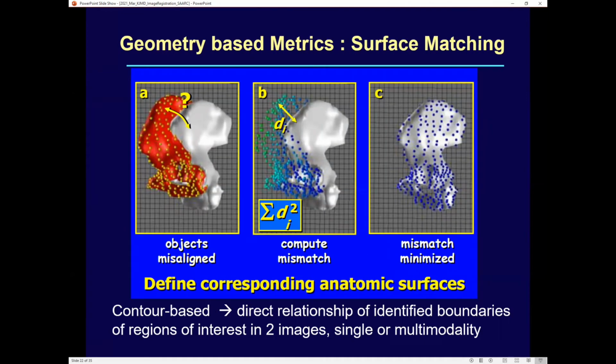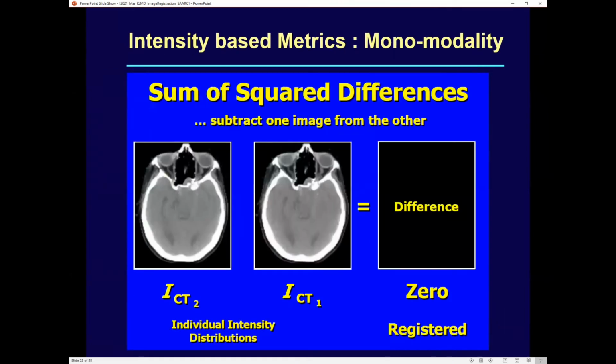The other geometry-based metric is surface matching. Here, they try to compute the degree of mismatch of the surfaces extracted, whether it could be the brain or the skull bone or the pelvic bone, by the sum of the squared differences between the two data sets. So when you find the sum of the squared differences and see that it is minimized, you find a reasonable match. And this could also be used for a single imaging modality or multiple imaging modalities.